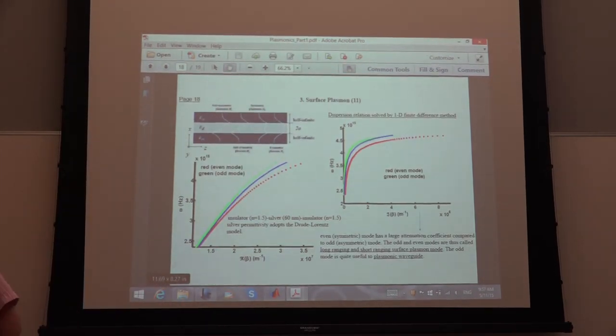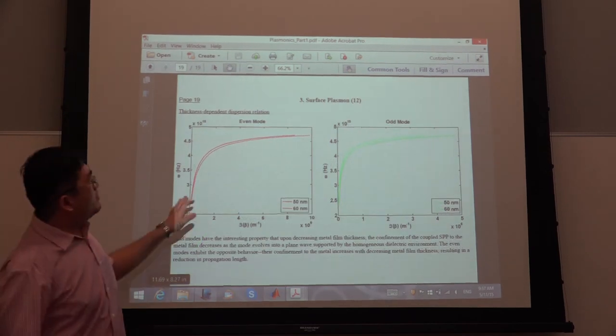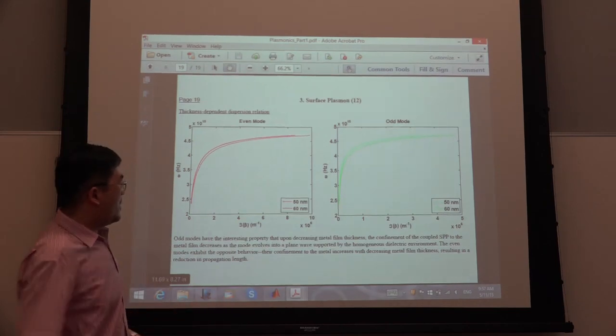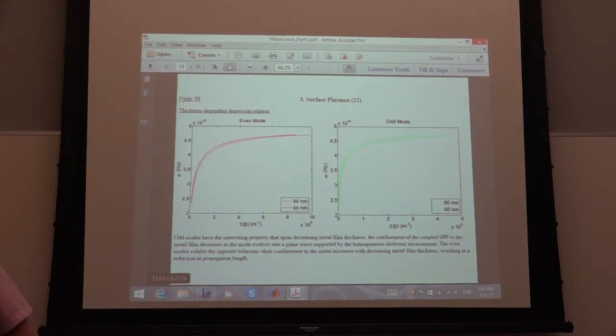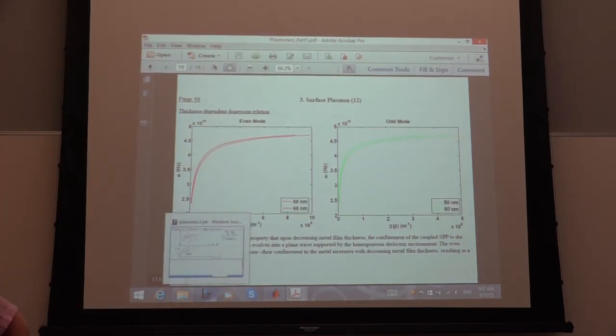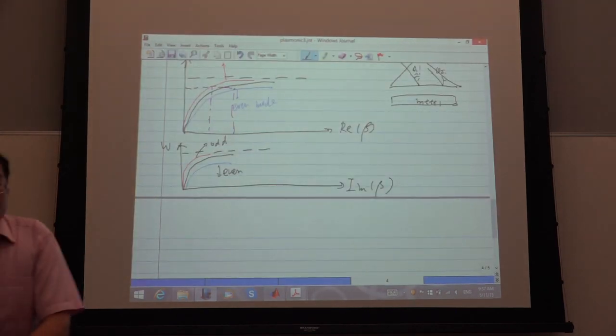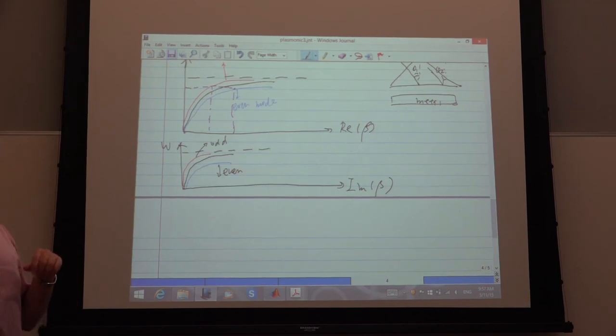You can see this calculation, though it is not so clear. Maybe red is better, and green is thicker. You can see it in your lecture notes. It means that these odd and even modes exist whenever you have a structure with very thin metal. If it is not that structure, you don't have these odd and even modes. It should be very thin so that they can split. And you also have the imaginary part.